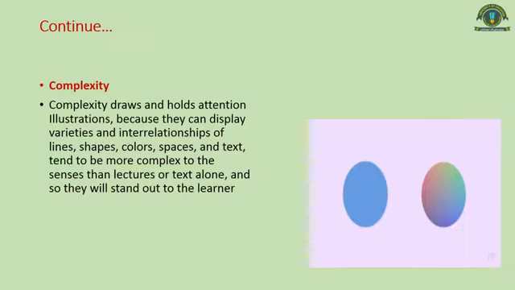If complexity exceeds the processing capabilities of the learner, they may withdraw attention in self-defense. There is an optimal level of complexity that varies with the age and ability of learners that must be taken into consideration. For example, our attention is drawn to the circle on the right because of the higher complexity introduced by the multiple colors.